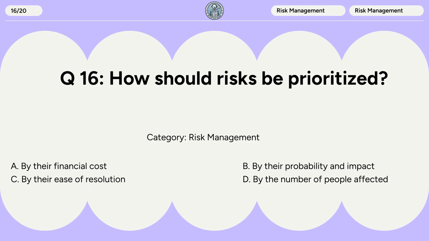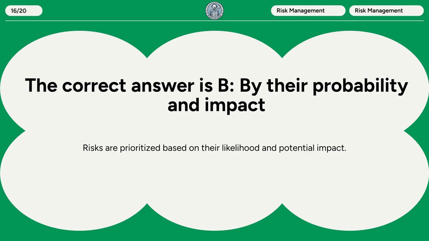Question 16. How should risks be prioritized? A. By their financial cost. B. By their probability and impact. C. By their ease of resolution. D. By the number of people affected. The correct answer is B. By their probability and impact. Risks are prioritized based on their likelihood and potential impact.